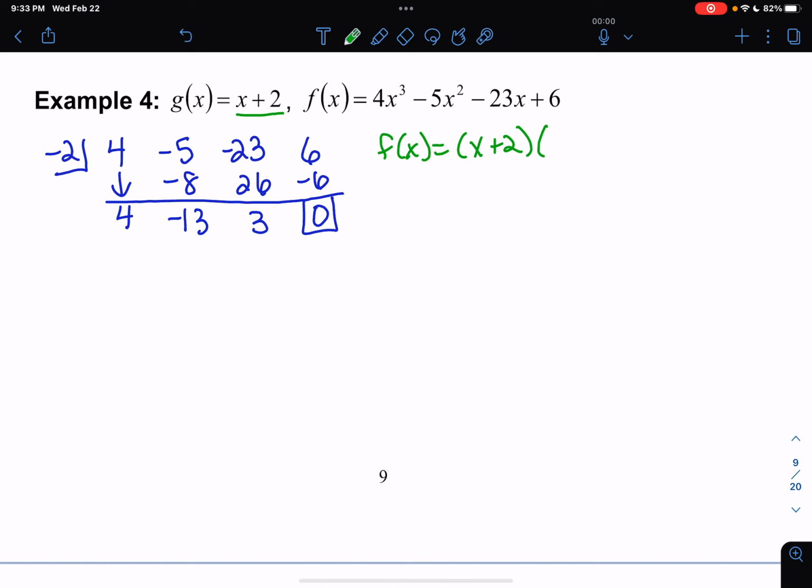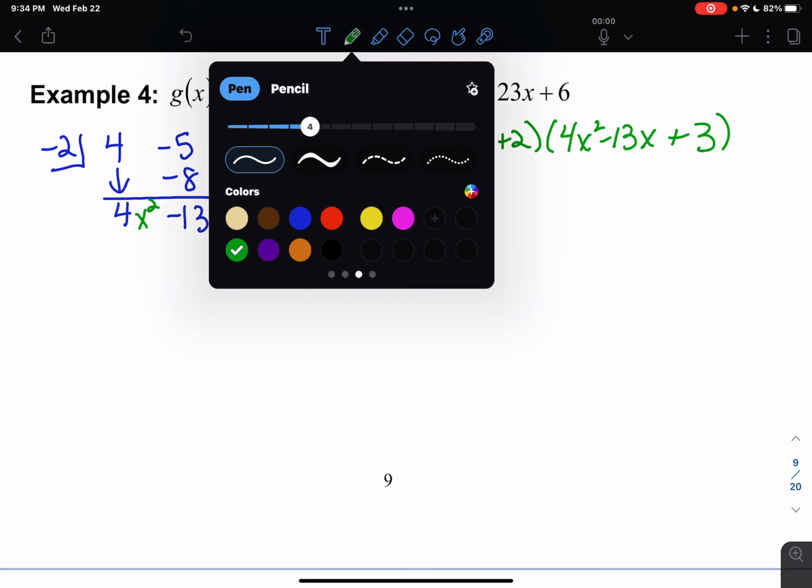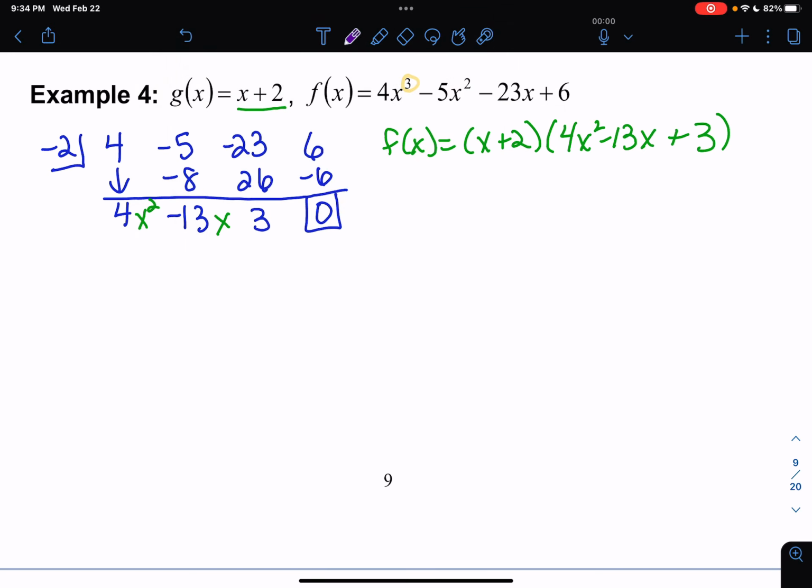And the remaining, the quotient part here is another factor. Since this was an x to the third power, we're going to reduce that power by 1, x to the second, and x, to get 4x squared minus 13x plus 3. Now this is a trinomial. We can factor the trinomial using the AC method. And I'll do a quick review of the AC method.